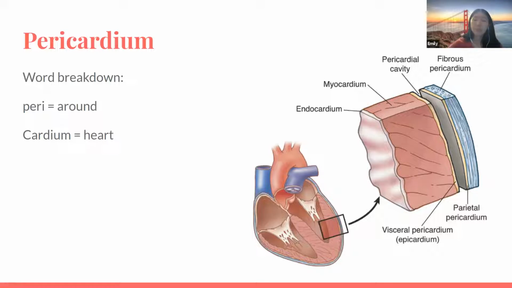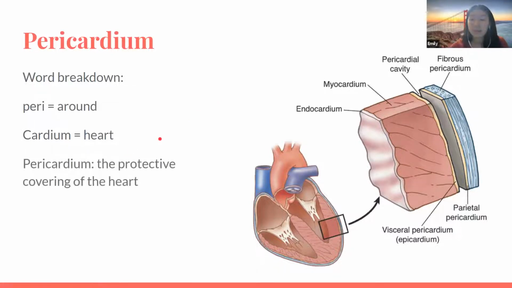So just look at anatomy. If you ever see root words like cardium, cardiac, cardiovascular, they all have to do with the heart. So peri, around, cardium, the heart. The pericardium is found around the heart, which is exactly what it is. It's a protective covering of the heart.